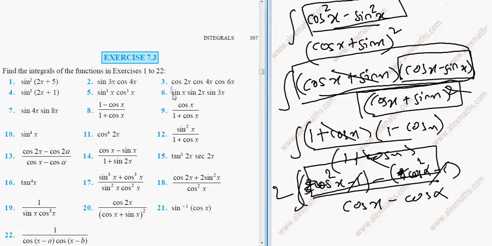But these formulas are also very important for these types of problems, like converting the product to sum or difference. I'll show you this problem, and after that I'll show you this problem. That's all. With that, this topic is over.